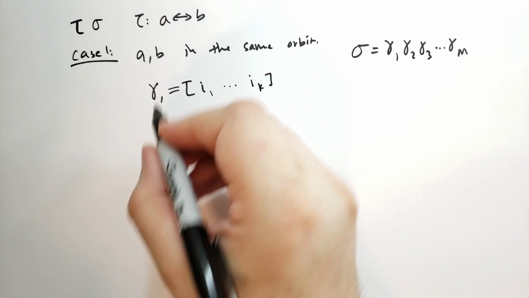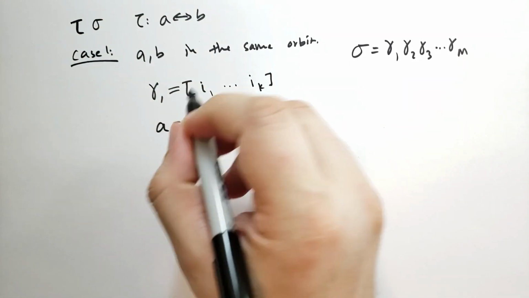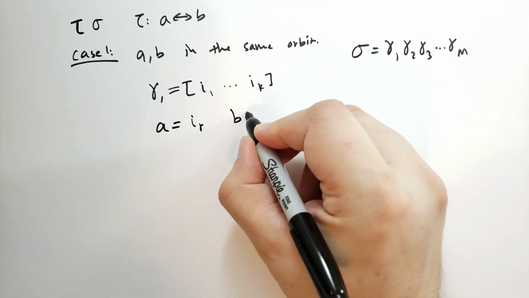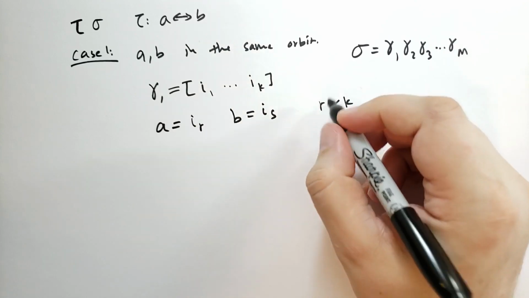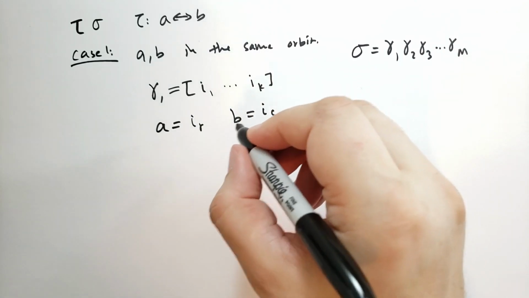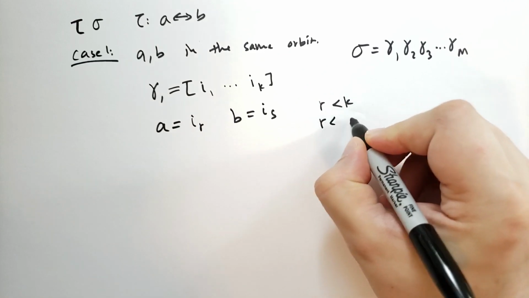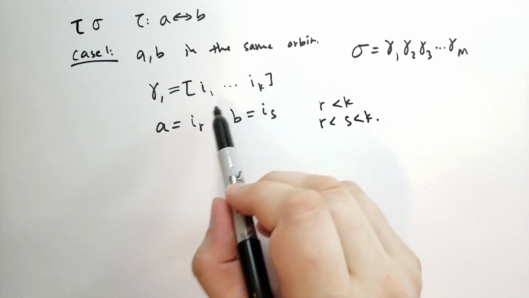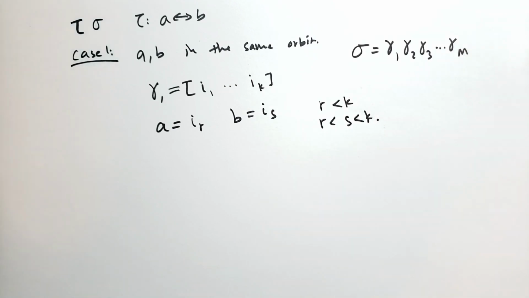And let's suppose that our tau is switching elements A and B, where A is in this series, and it is the rth element, and B is in this series, and it is the sth element. Obviously, r has to be less than k. And we're just going to pretend that A comes before B. So we're going to say also that r is less than s is less than k. Okay, so it's going to be like some numbers, and then we're going to have A, and then some other numbers, then B, and then we're going to go back to the last number, and then it's going to cycle back to the beginning. Okay?